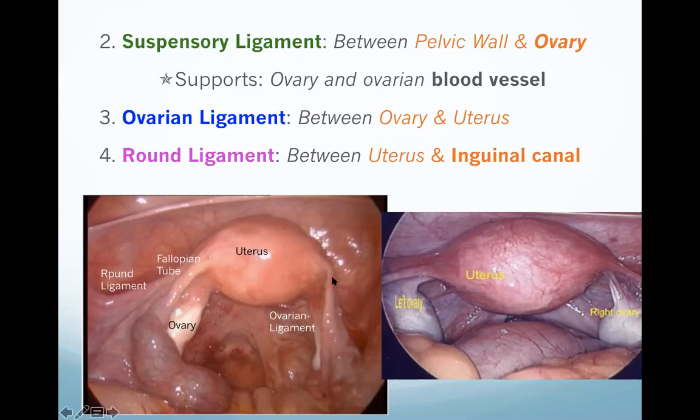Okay, so this is looking at the fallopian tube right here. There's the ovarian ligament, and then here we see the ovary, and then the round ligament is going to move forward anteriorly toward that inguinal canal.